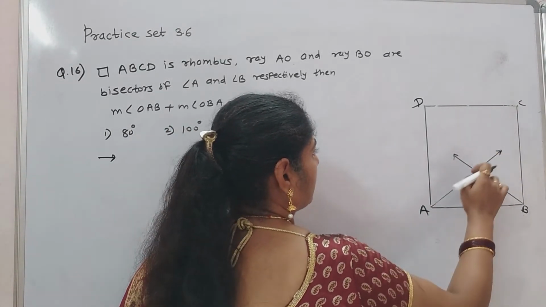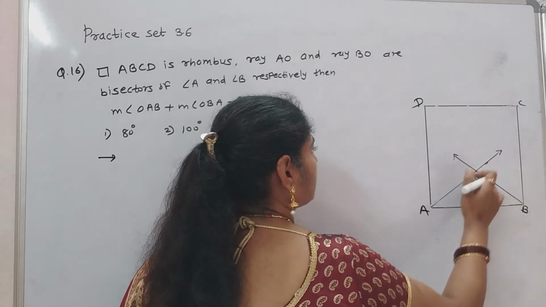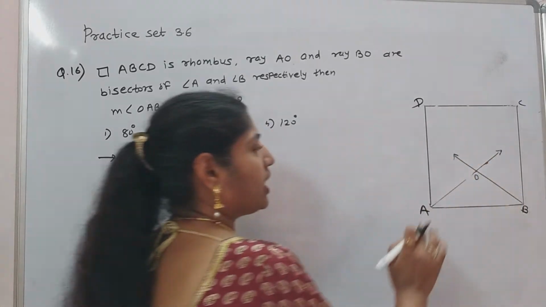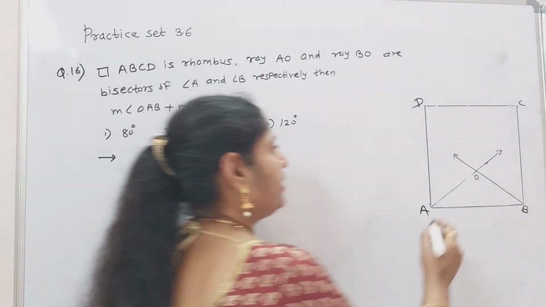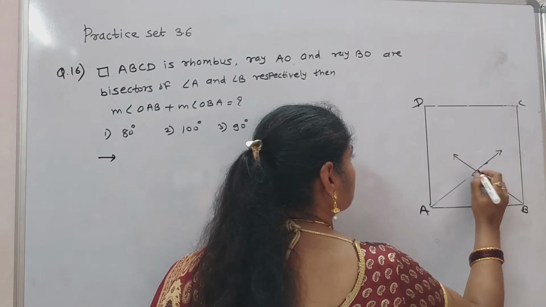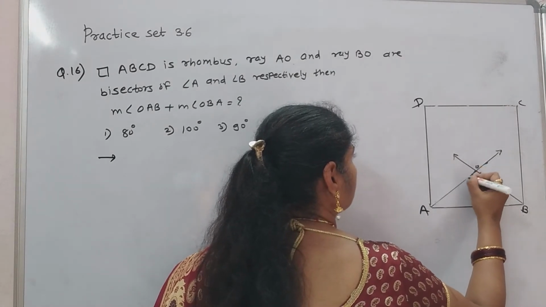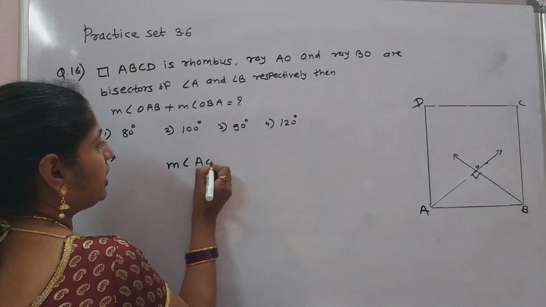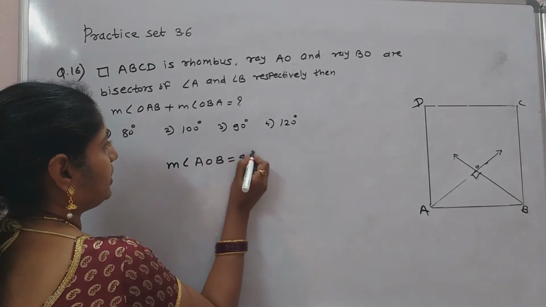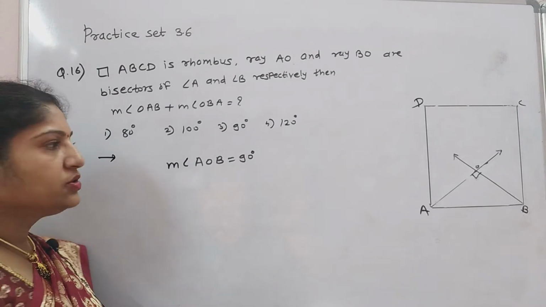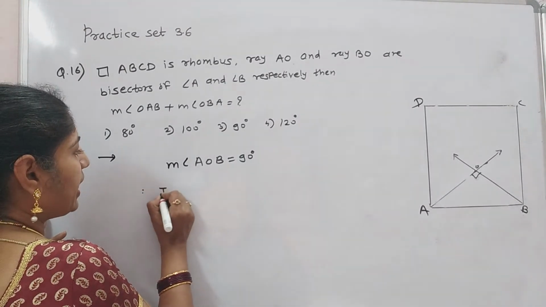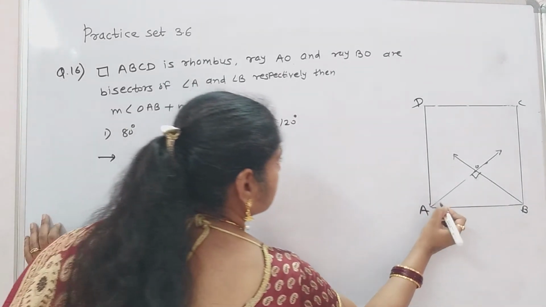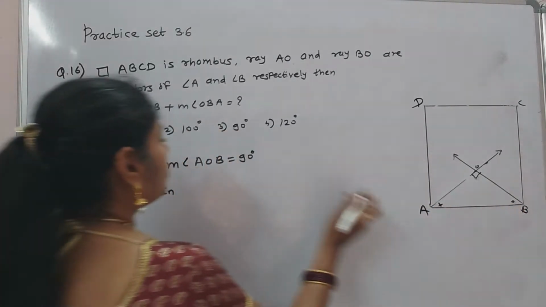If we extend the ray, then it is the diagonal. That is, AO and BO are the parts of the diagonal, and diagonals bisect each other at right angle, perpendicular bisector. So measure of angle AOB equal to 90 degree. Now we have to find the addition of these two angles, this angle and this angle.